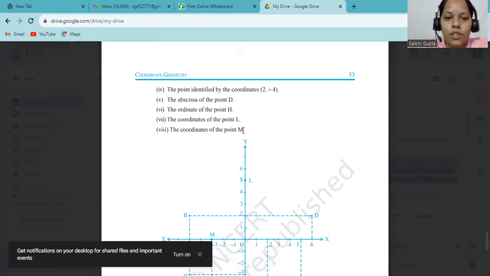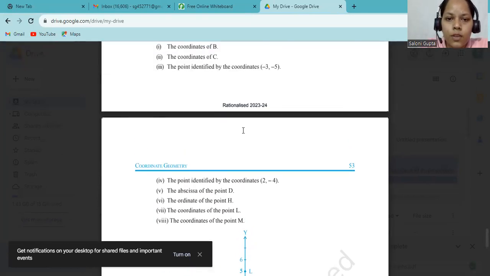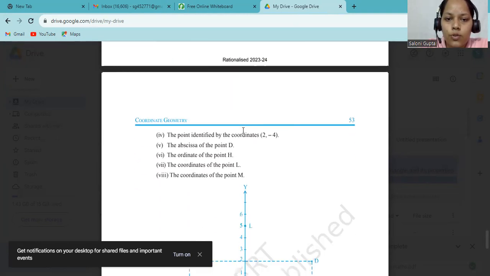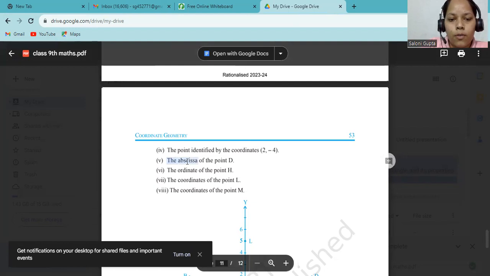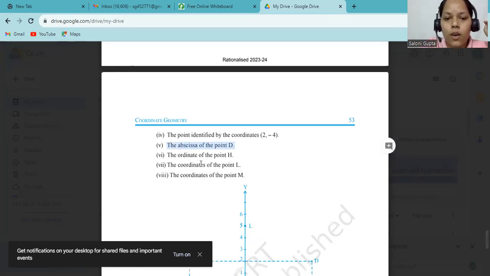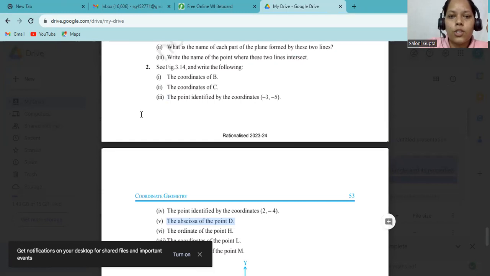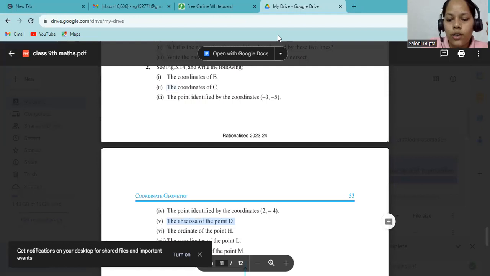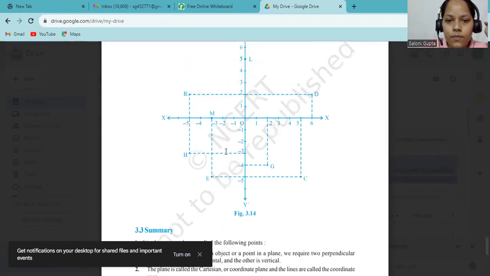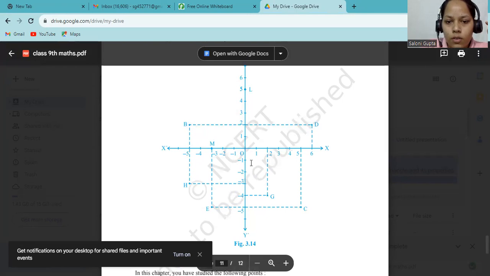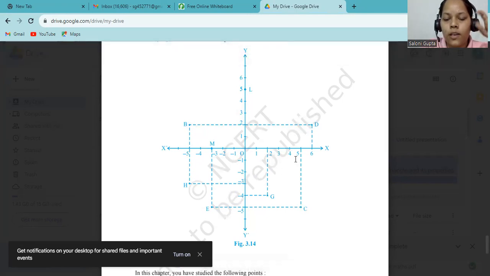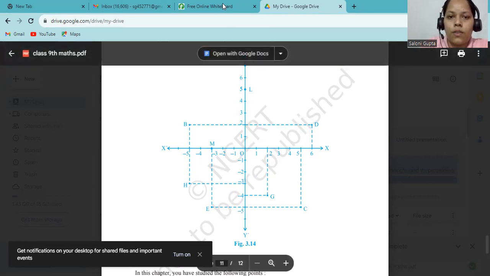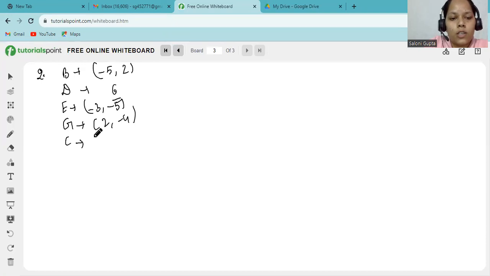Now we have to tell the abscissa of point D. We covered this. Then the coordinate of C. Sorry, we first did B. This fifth part, what was the second part? It was the coordinate of C. So we will first find out C. C is here. First we will write the x coordinate, so it is 5, and on the y it is -5. So the coordinate of C is 5, comma -5.